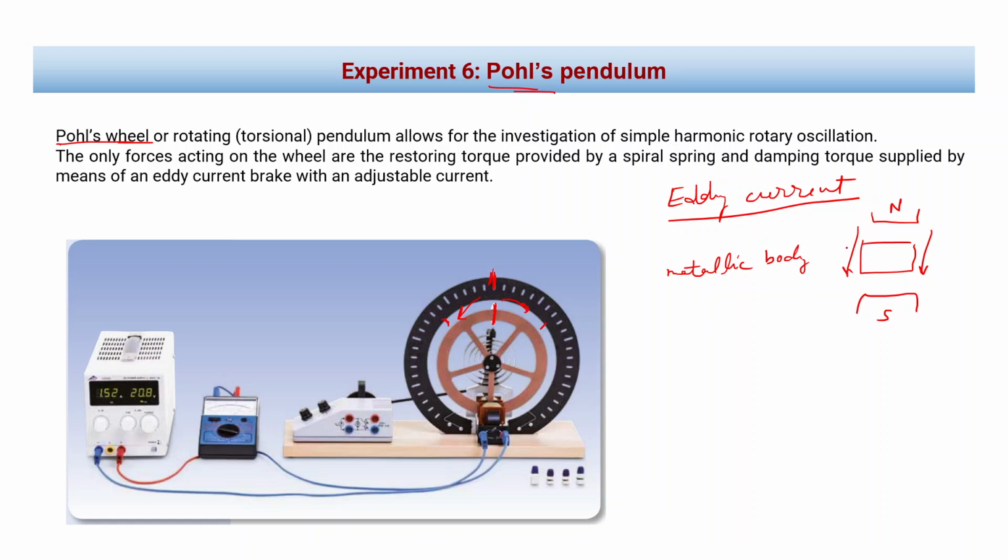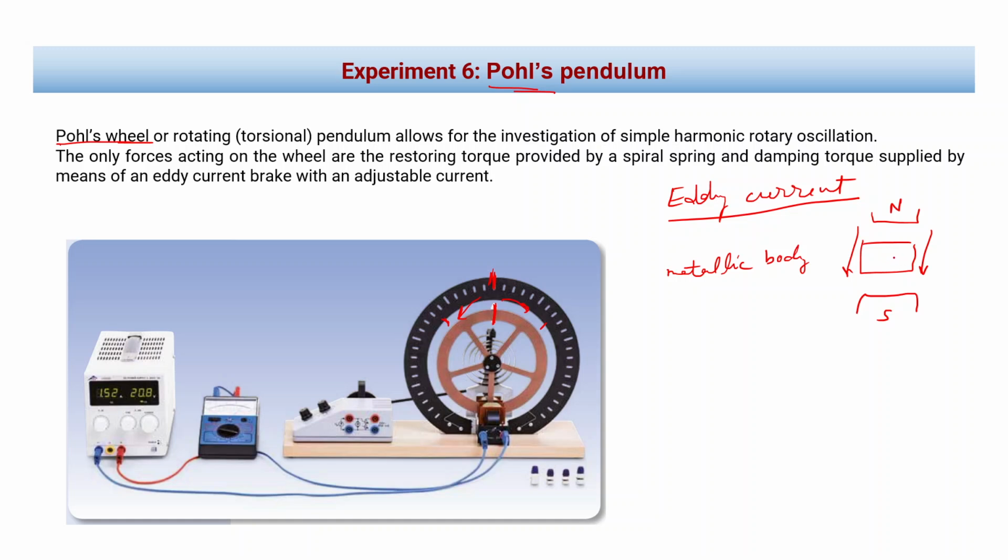Say we are moving this body from right to left. The magnetic field is constant, but we are moving this metallic body, so the magnetic flux associated with the body will change. Because of that, current will be induced, and because of those currents, there will be a magnetic field in the body which will oppose the change in magnetic flux.